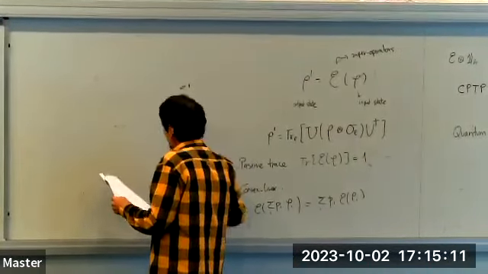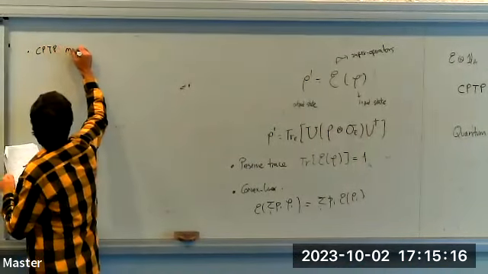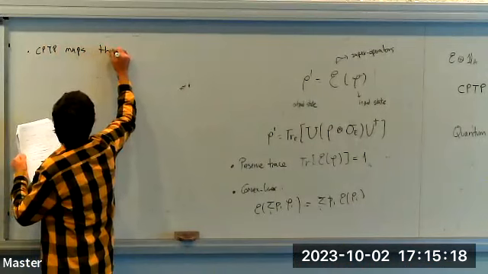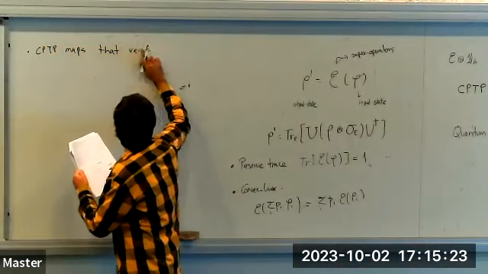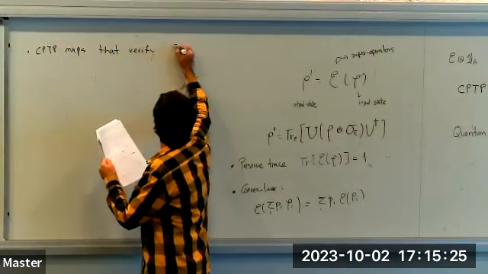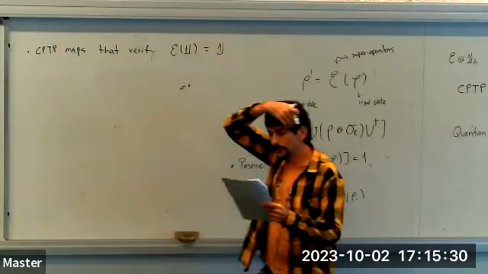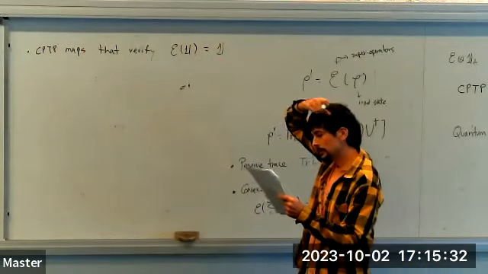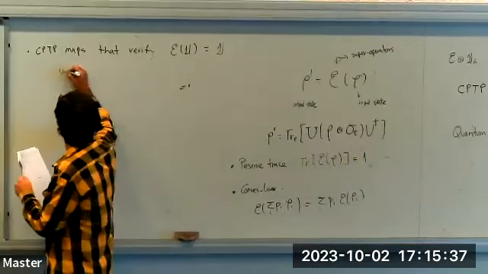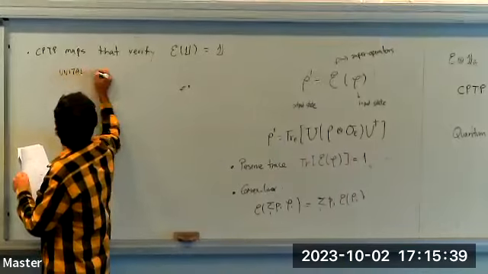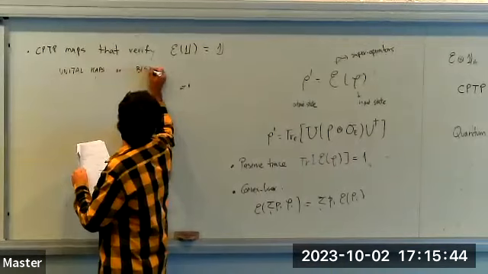Which is that the CPTP maps that verify that the identity operator is a fixed point are called unital maps, or bistochastic maps as well.